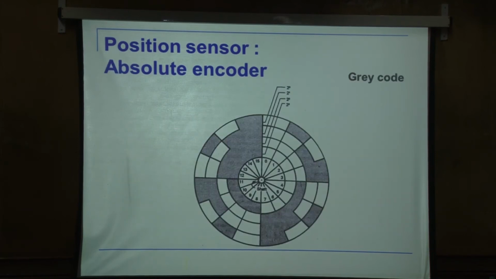Absolute encoders are almost similar to incremental encoders, only difference being that instead of one rack, it has two layers, four of these rows, and each one will give a 0 or 1. Say for example, if this is 1, 1, 1, this will give 0, 1, 1, 1. Exactly like an incremental encoder, but there are 4 rows now. This is absolute. This is not used anymore.